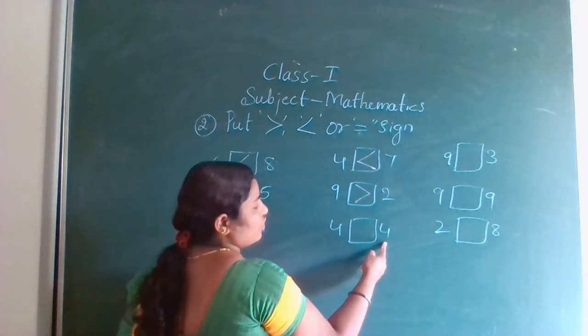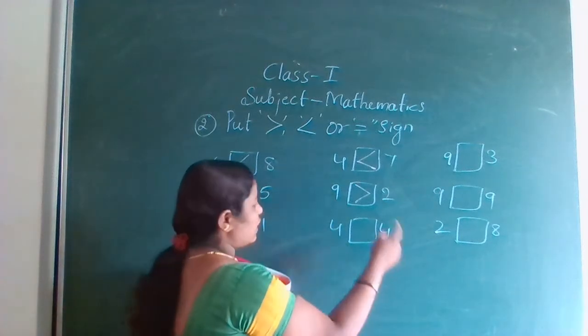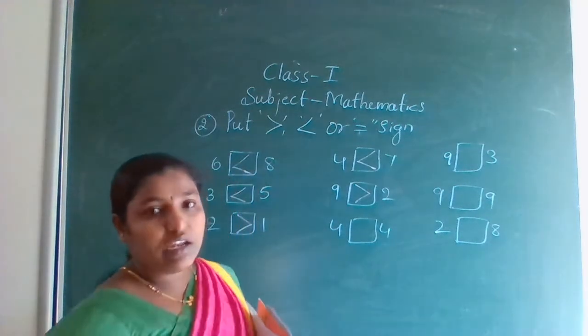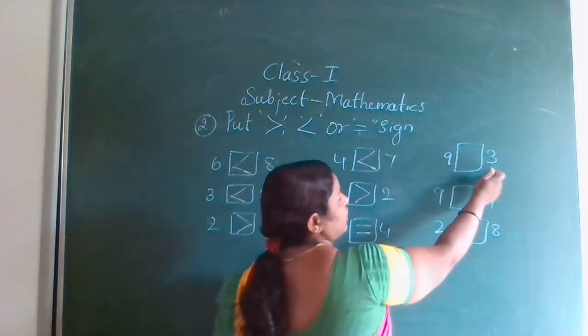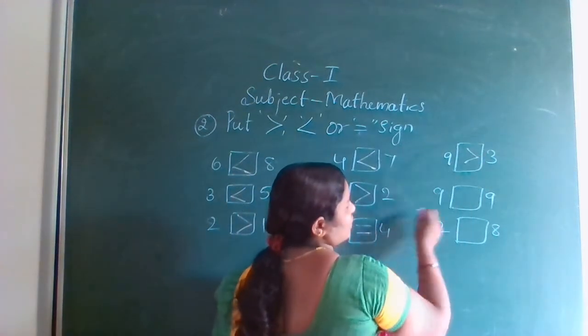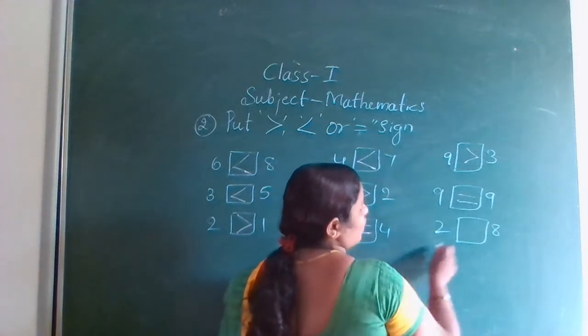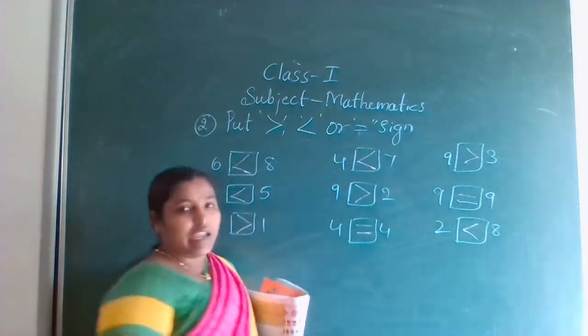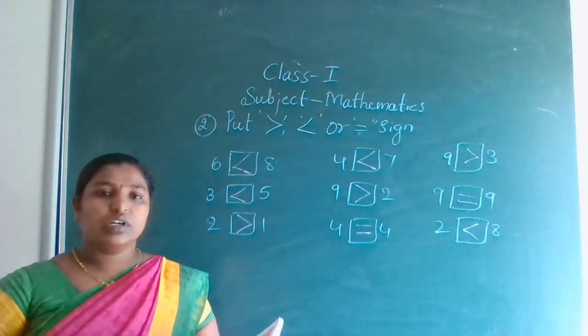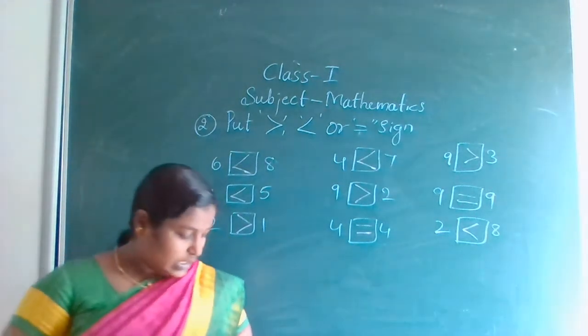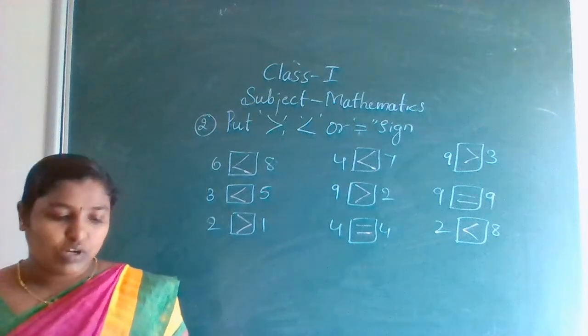4 and 4. Here also 4 chocolates. Here also 4 chocolates. Then we should put equal to sign. 9 and 3. 9 is bigger. 9 and 9 both are equal. 2 and 8. Okay. This is how to put the greater than, less than and equal to sign.